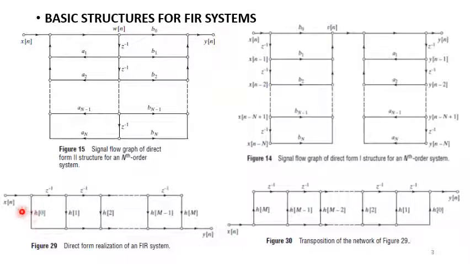At this point, we'll have x of n times h of 0. Then we delay it by 1 unit and multiply or scale it by h of 1. So we'll have h of 1, x of n minus 1. Here we'll have h of 2, x of n minus 2, and so on. So if we look at this figure, on the top we have a chain of delay elements. So this structure is also referred to as a tapped delay line structure or transversal filter structure.